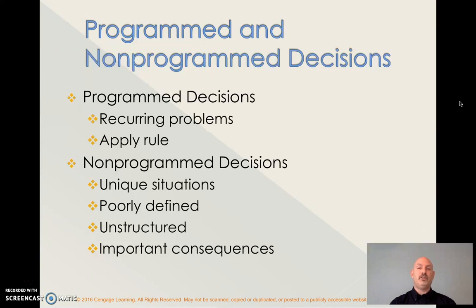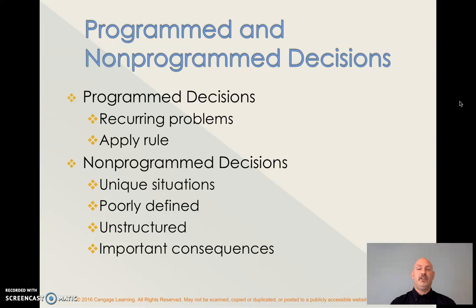So programmed decisions are things you make consistently, might be every year, might be every month, might be every week, might be every day. And you know the rules in which they operate, and you have high levels of certainty that when you make your choice, it's going to be a positive one.